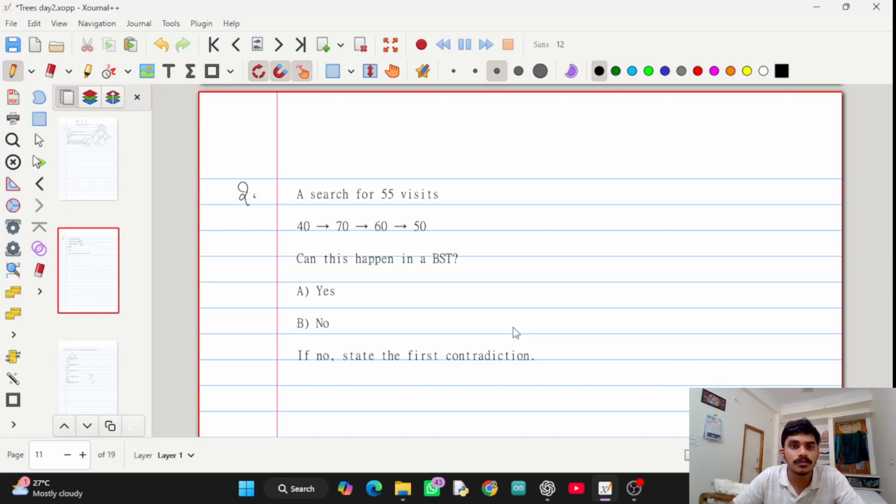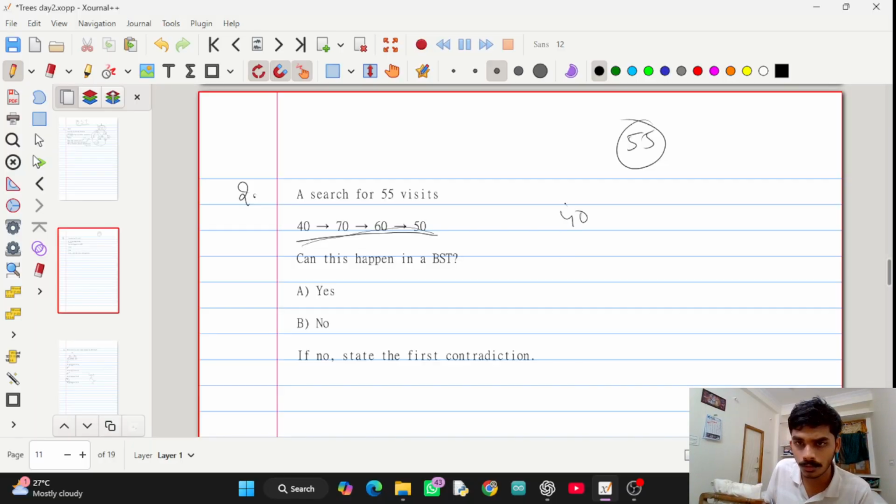A search for 55 visits. So there is an element named 55, it seems. This is the traversal order they have given, and we have to tell whether this can happen in a binary search tree or not. So let's consider. While traversing, we have come to a node named 40, and as 55 is greater than 40, we have to traverse towards the right of 40. So we found 70. Yes, it is possible, as 70 is greater than 40.